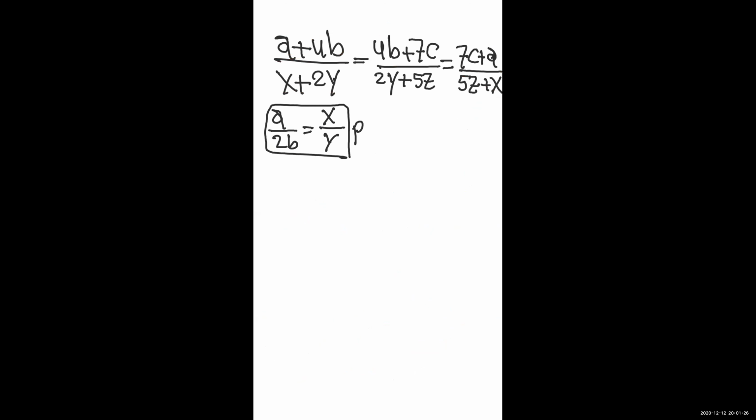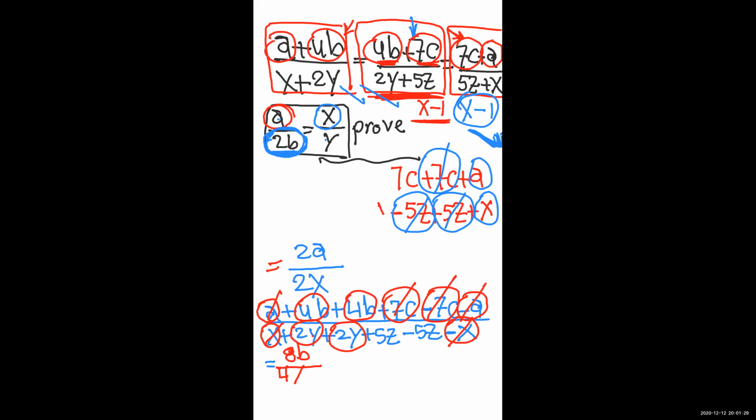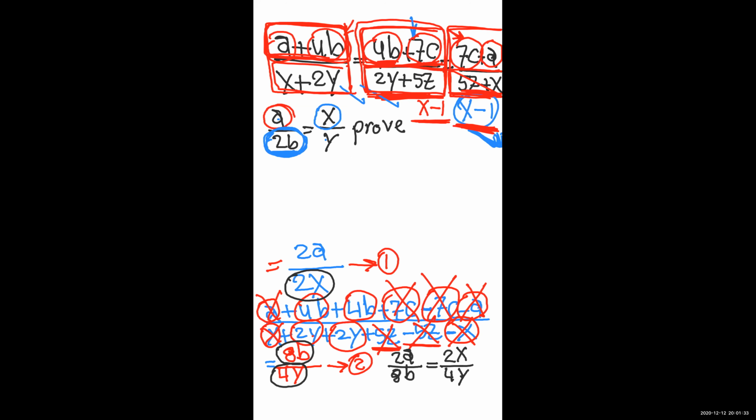Just 1 second, I'm clearing the board. So now we have 2a over 8b equals 2x over 4y. Now simplify these numbers. 2 and 8, I will divide by 2, so 1, and 8 by 2, so 4. Okay?